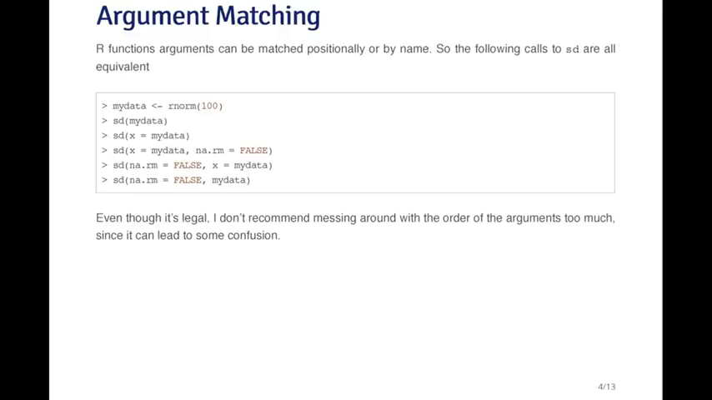So for example, I could reverse the order of the arguments here, say na.rm equals false first, and then say x equals my data second, and that'll produce exactly the same results because I've named the arguments. Now, what happens if I name one argument and don't name the other?